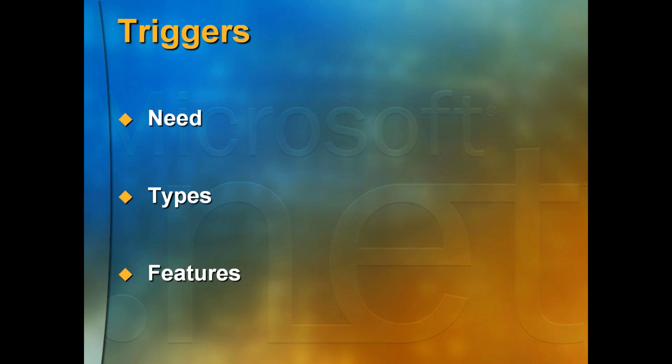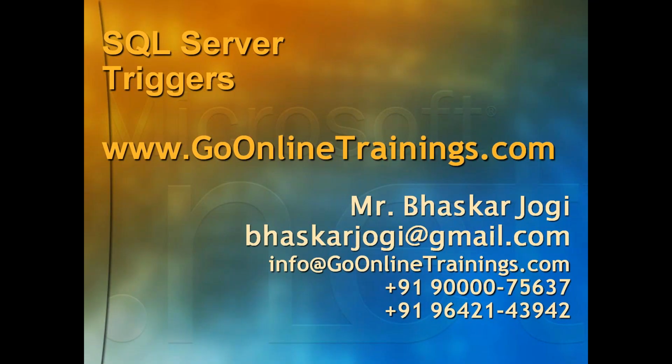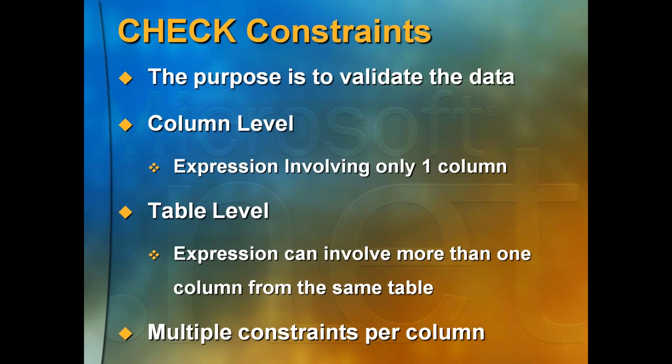But before understanding the need for the trigger, you have to know what is the purpose of a check constraint. The purpose is to validate the data. For example, gender can be either male or female. How do you validate the data? With the help of a check constraint, right?